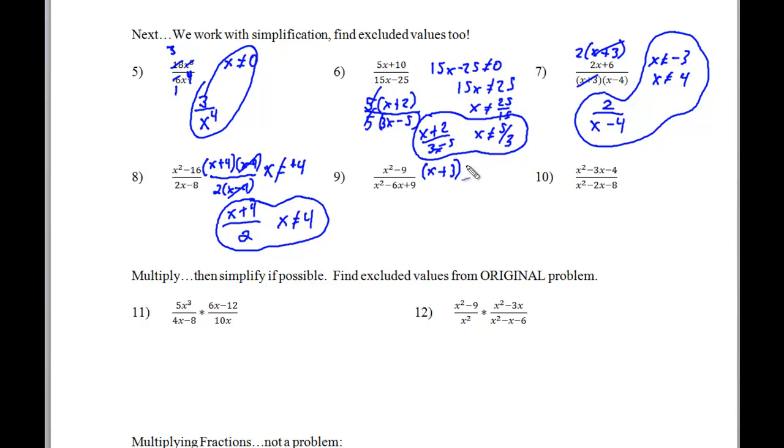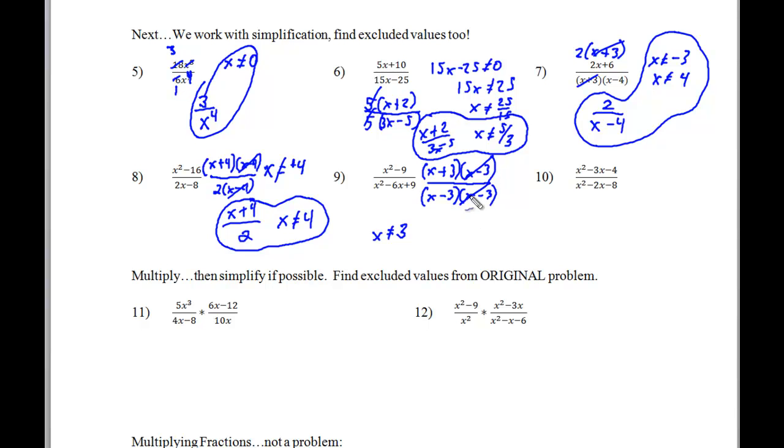x plus 3, x minus 3, and then down below we're going to have x minus 3, x minus 3. We're going to do some crisscross simplification here. Well, before we do, let's do our excluded values. x cannot be equal to positive 3. If I plug that into either of the denominators, that's going to give me a 0 in the denominator. Let's do some simplification now.